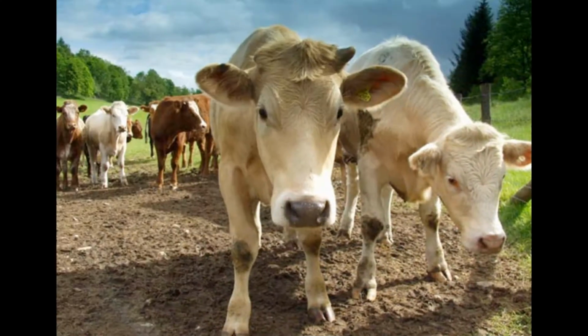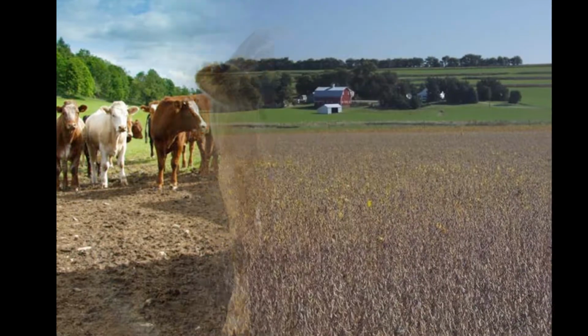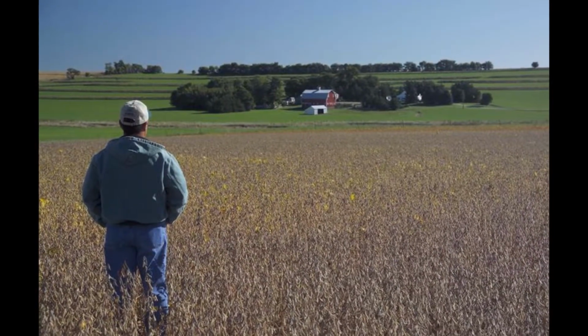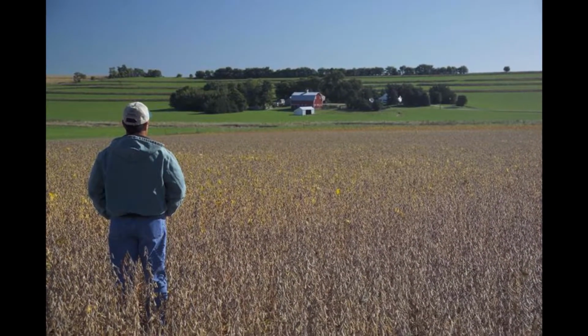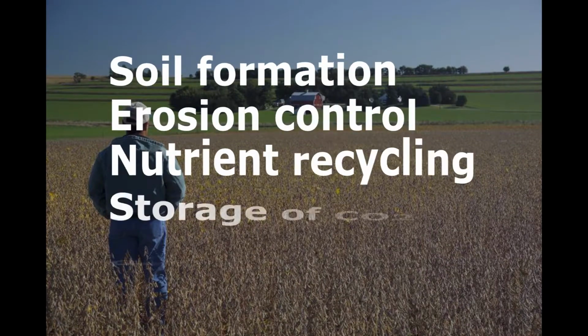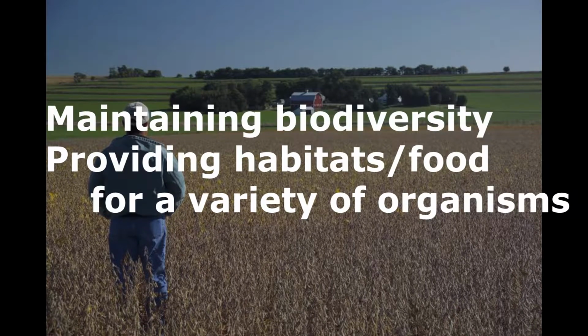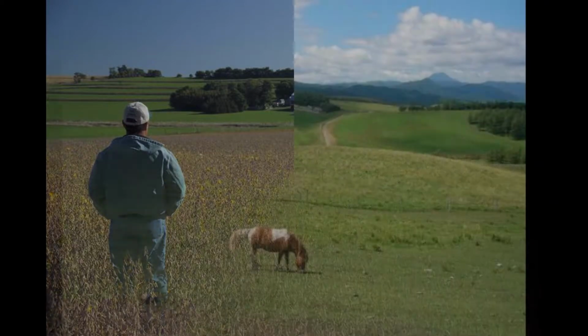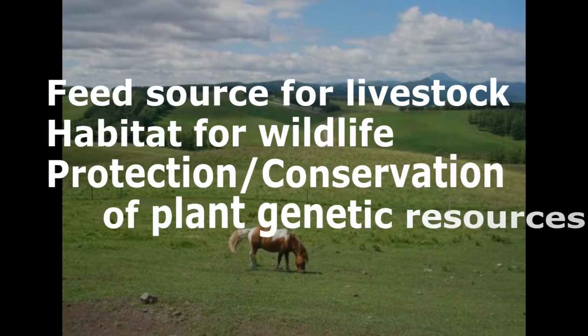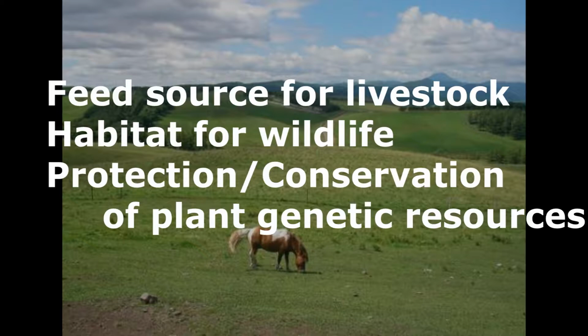Millions of livestock farmers and ranchers depend on grasslands for their livelihoods. The grasslands provide a number of other ecological services, including soil formation, erosion control, nutrient recycling, storage of atmospheric carbon, gene pools for crossbreeding grain crops, maintaining biodiversity, and providing habitats and food for a variety of organisms. Most notably, grasslands offer a feed source for livestock, habitat for wildlife, and environmental protection and conservation of plant genetic resources.